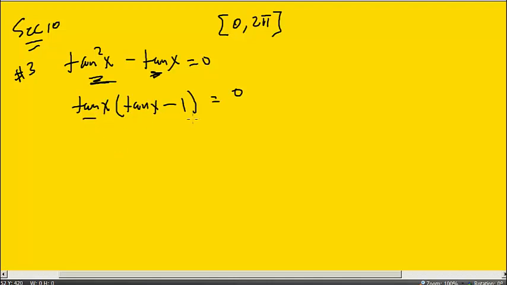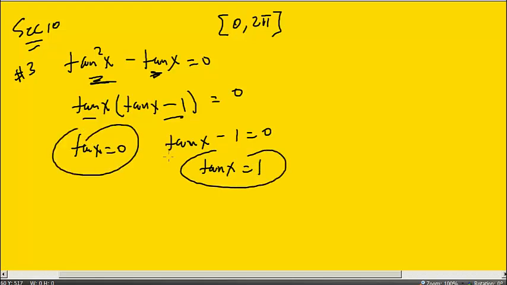I'm going to set each factor equal to 0, so I get tan x equals 0, and I get tan x minus 1 is equal to 0. This is tan x is equal to positive 1. Okay, now I have to solve for x. So I have to find out where tan x is equal to 0.